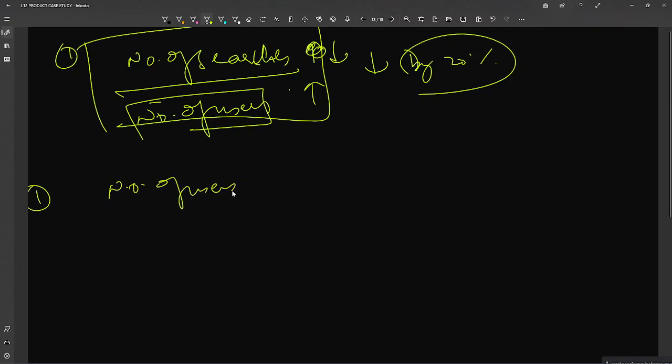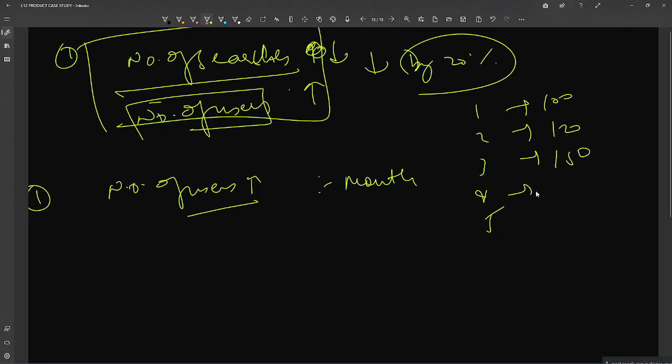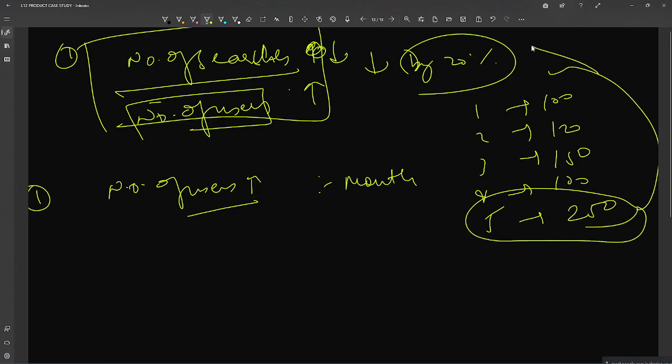So one way you can say is, okay, this metric looks incorrect to me. But there is a possibility. Let's say month on month, in one month 100 customers were onboarded, then 120, then 150, then again 100, but suddenly this month 250 customers onboarded. So this particular metric will definitely drop. Do you agree? Because if number of searches are constant and number of users has increased, it drops.